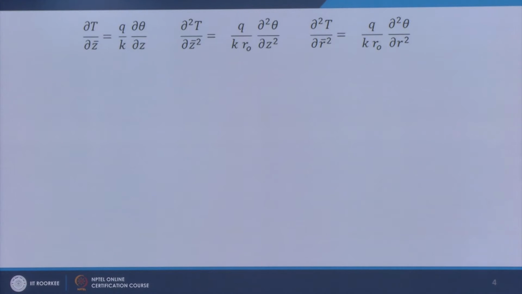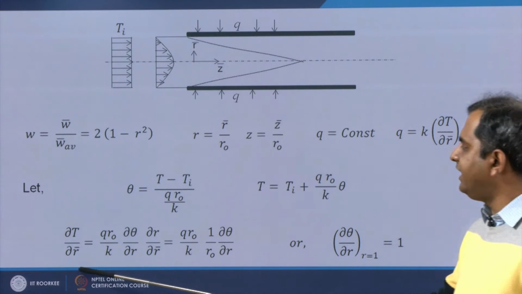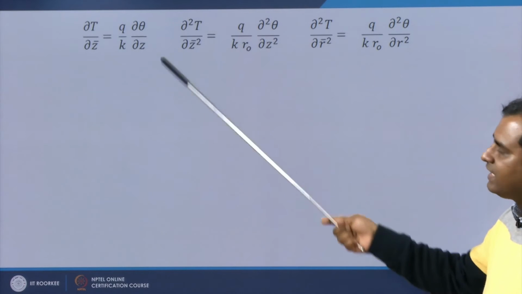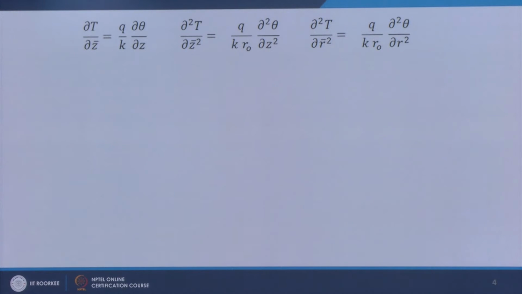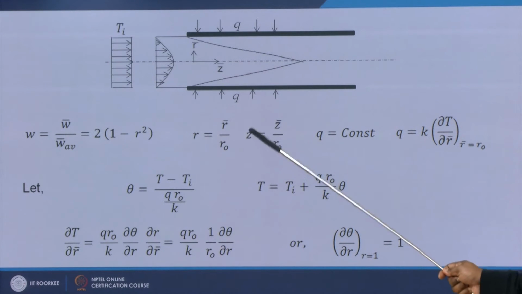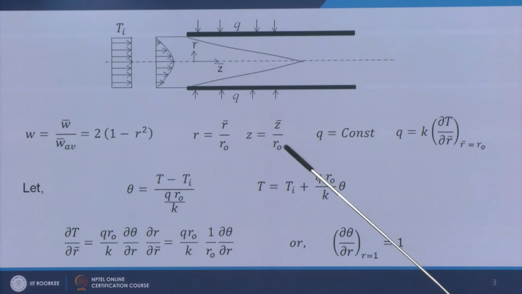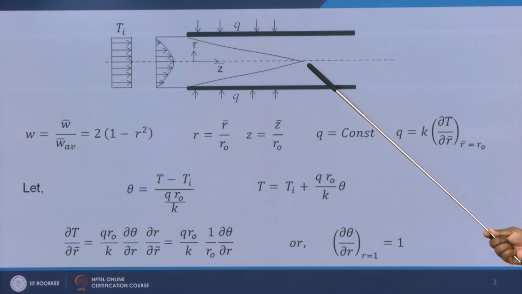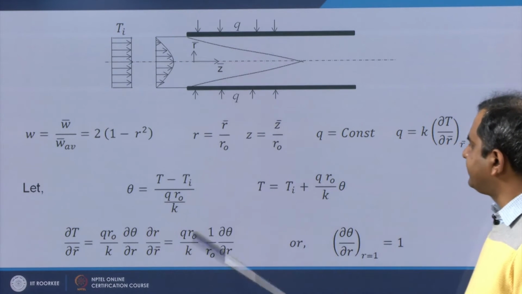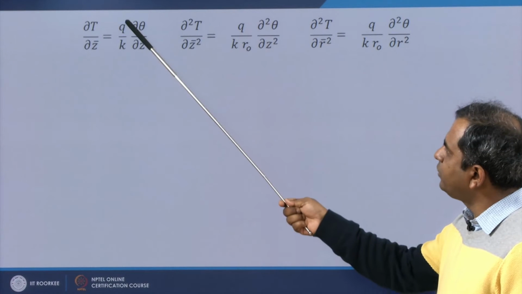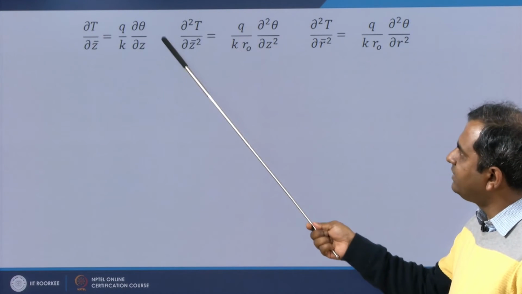Next, let us find the other derivative, unlike del T del r: we will find del T del z. If we do so, it becomes q by k del theta del z, because we have considered T is equal to Ti plus q r naught by k into theta. And we have considered z is equal to z bar by r naught, because it is the thermally developing zone, the entrance length, so the axial distance will be of a similar order as the radius. So we have seen that if we take the derivative with respect to z bar, it becomes q by k into del theta del z.